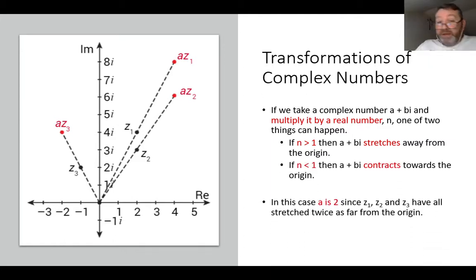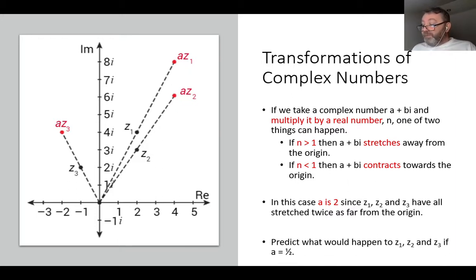Okay, in this case, as I've showed you already and I've worked it out for you, n is 2, since z1, z2 and z3 have all stretched twice as far away from the origin. And I asked you a question, predict what would happen to z1, z2 and z3 if n was equal to a half, and the answer is they would move down towards the origin by half the original length. So z3 would contract, z1 would contract, and z2 would contract, all by half their distance closer to that particular origin. That's the second thing.